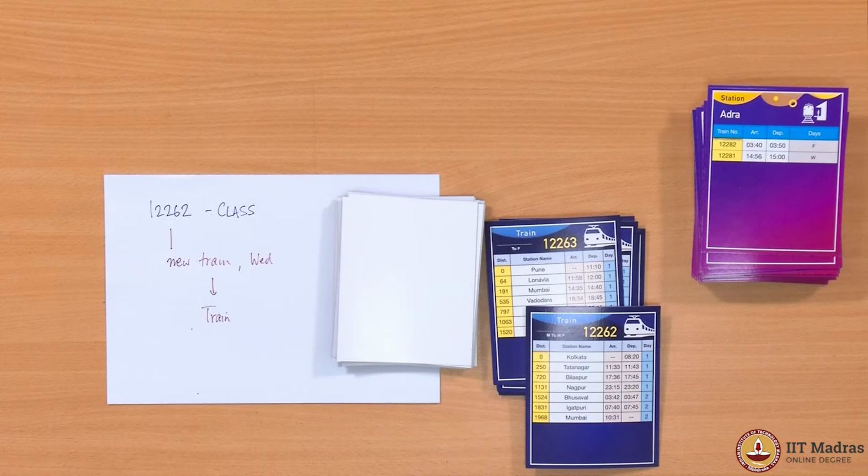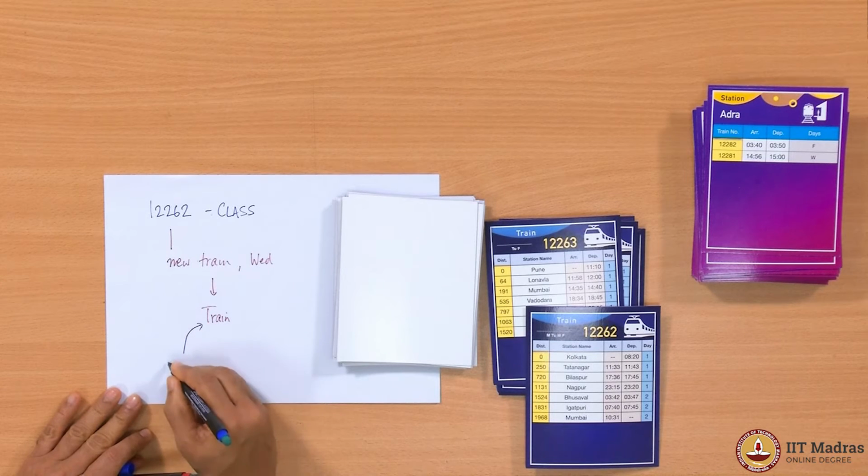Now I can ask the train some questions. What kind of thing can I ask it? First off, I can ask it simple questions like how many stations will you go to? And some facts about this thing, which will be the same whether it is Wednesday or Monday or Friday, so it doesn't really matter. But I can also ask it where will you be on Thursday? Where are you, for example? Suppose I ask this train, 12262 starting Wednesday, I ask, hey, where are you?